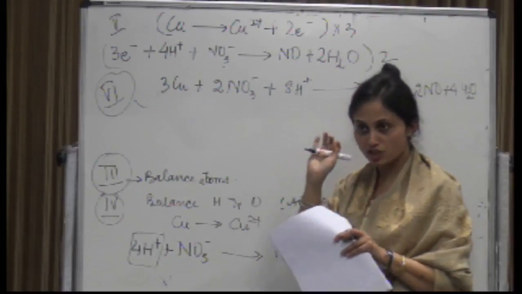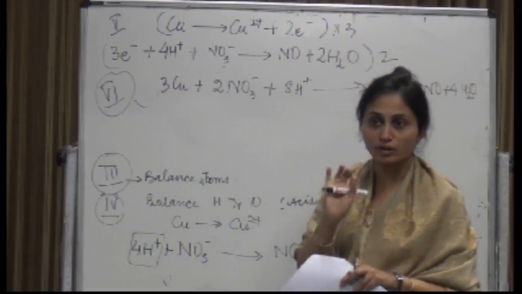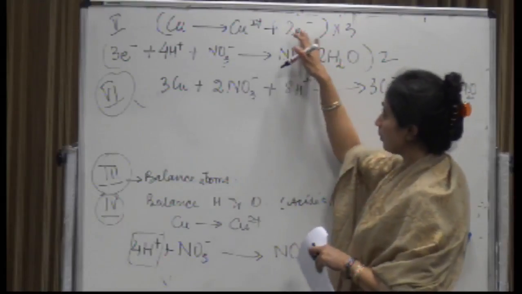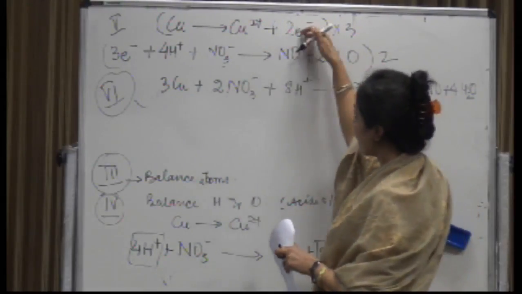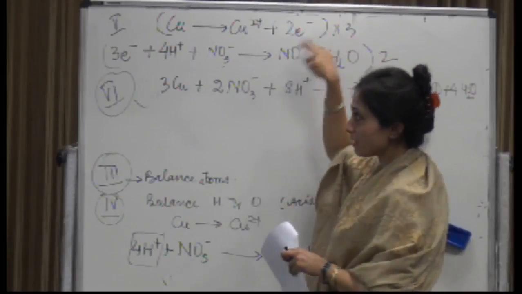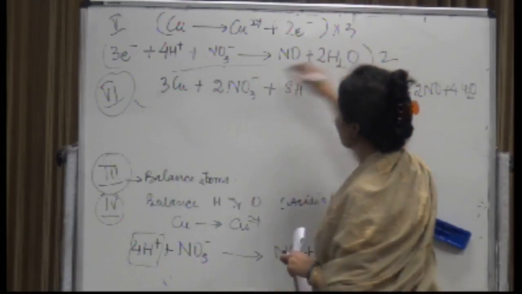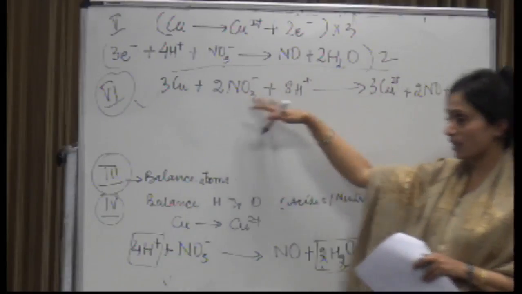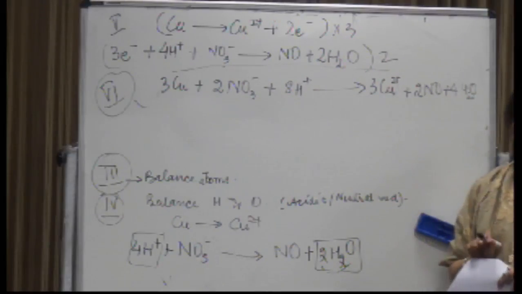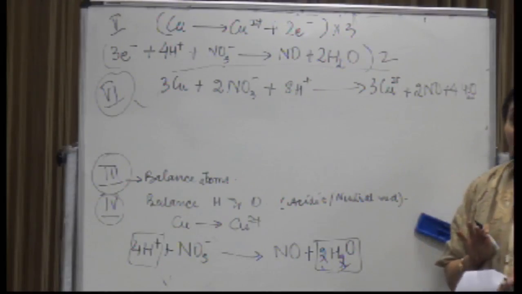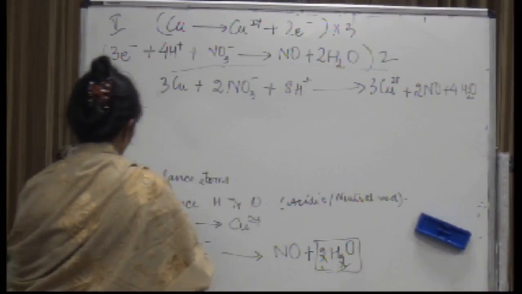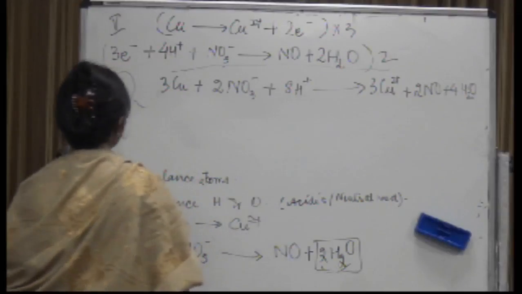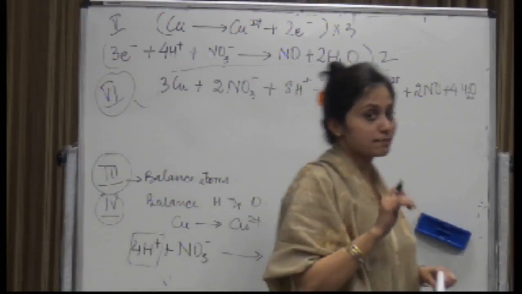This is like a check for you, verification whether you are going right or wrong. So you will add the electrons accordingly wherever it is required and then take the LCM, multiply it commonly and take the sum. This net equation is the balanced ionic equation. Now convert the ionic reaction into molecular by adding spectator ions.